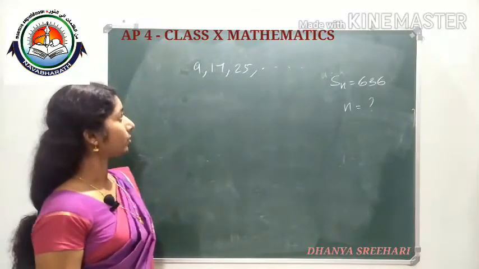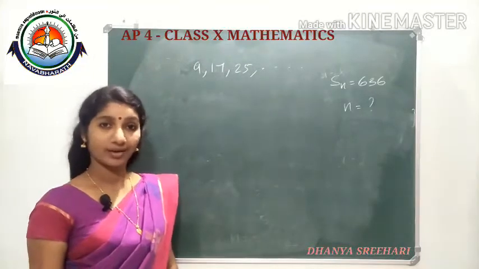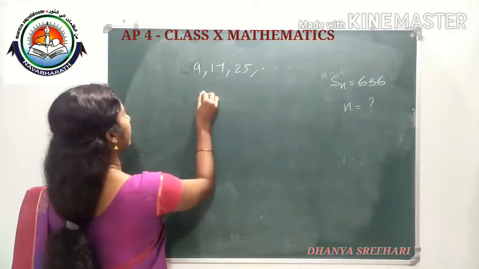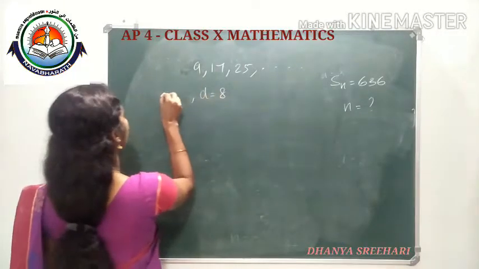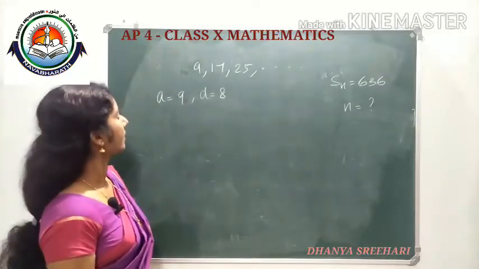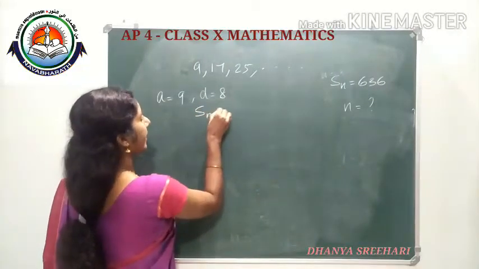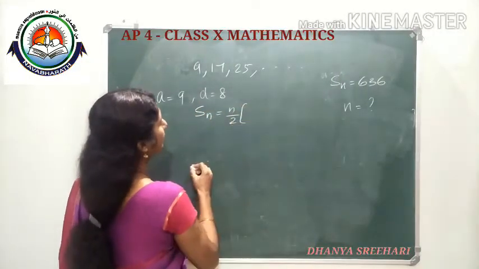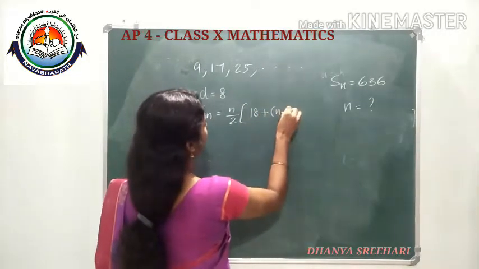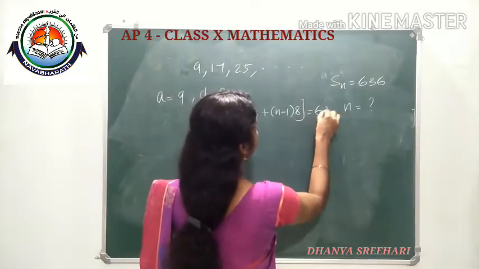9, 17, 25, etc. Which is the common difference? 17 minus 9, or 9 plus which number will make 17? 9 plus 8 is 17. So we are getting the common difference equal to 8 and the first term is 9. Then Sn is given, so from the given information we are starting. Sn is equal to n by 2 into 2a. 2a means 2 into 9, 18, plus n minus 1 into d, which is 8. It is given as 636.